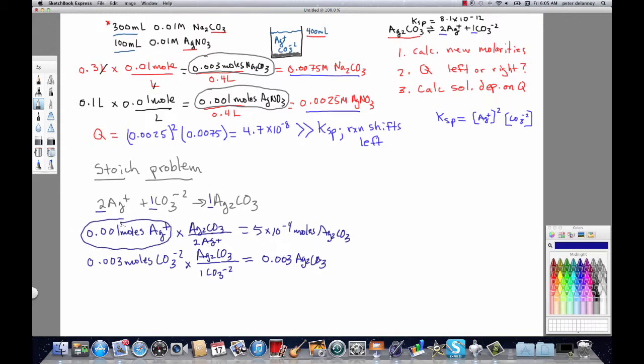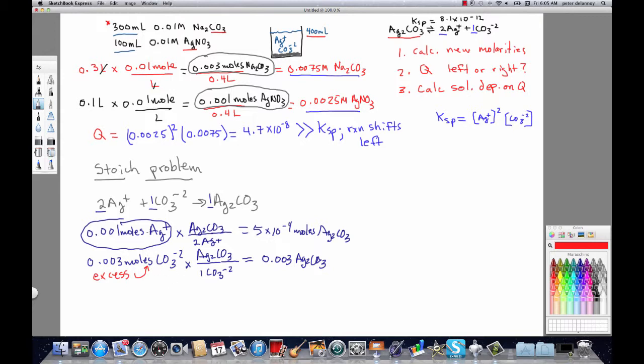Now, what does that mean exactly? What it means is that the silver is going to be used up in this case, and the carbonate is the reactant that is in excess. So I'll write that in here. This is in excess.